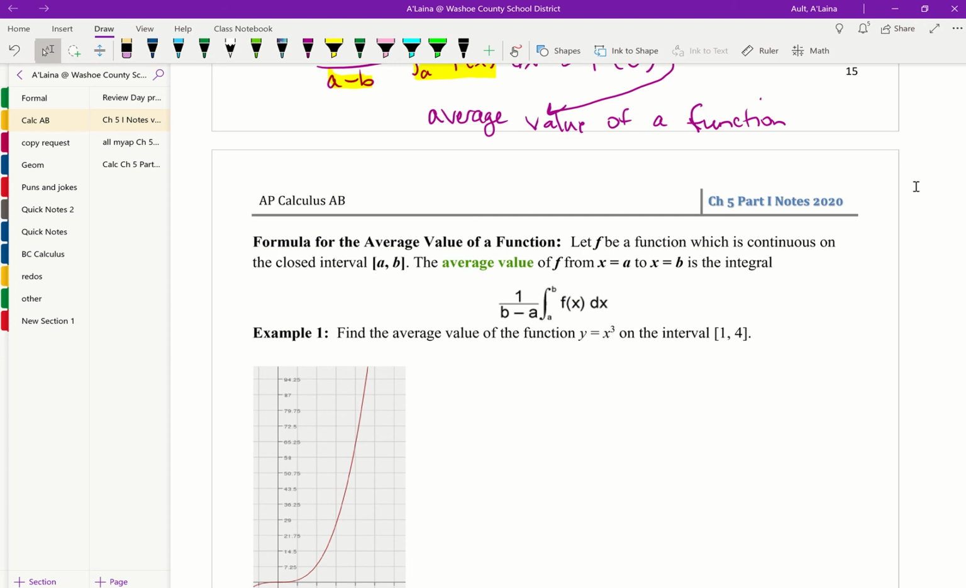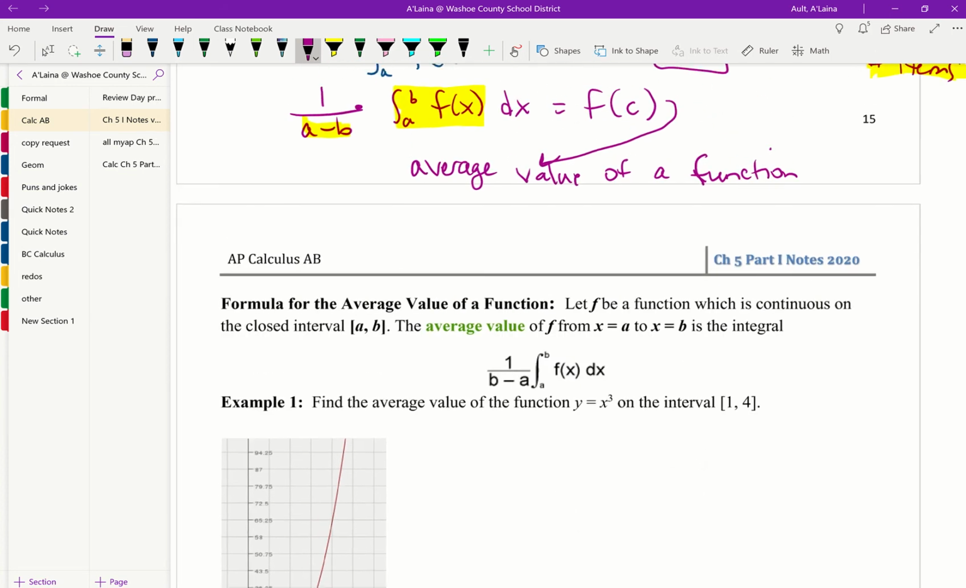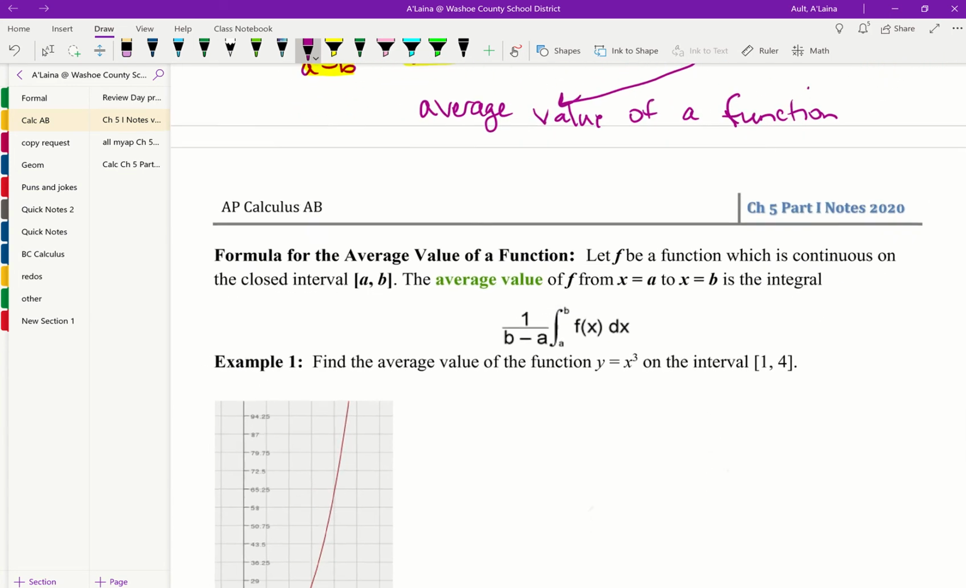Welcome back. We are at the second page here. This is video 2 for 5.3. So we're just going to continue on with that. So here's our formula that we just derived above for the average value of a function.